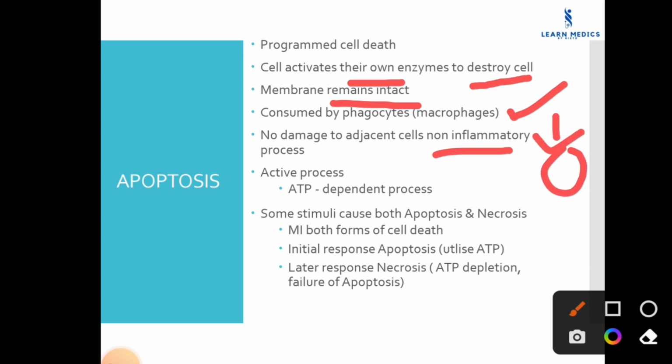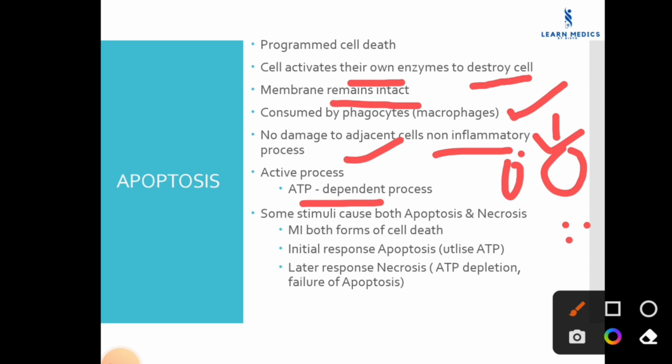A single cell undergoes apoptosis and is destroyed, and it does not cause any damage to adjacent cells. So it occurs in a programmed and orderly manner, in contrast to necrosis. ATP is also required for this programmed process, so it is an active process. We know that some stimuli cause both apoptosis and necrosis.